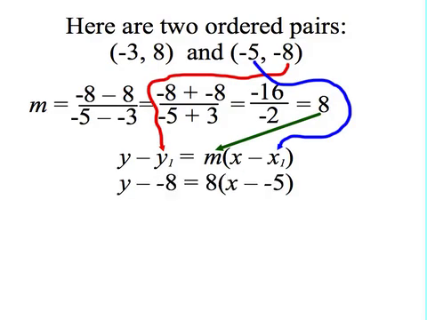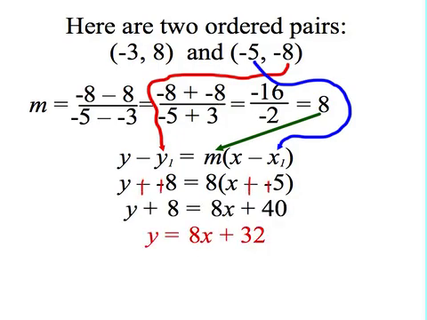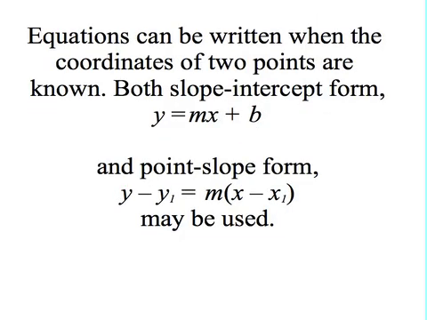Well, let's get back to the point that I chose. We've now shown the substitution. We apply the definition of subtraction, and then the distributive property, and then we add -8 to both sides. And once again, we get the same equation that we got when we did it using slope-intercept form. Y is equal to 8x plus 32.